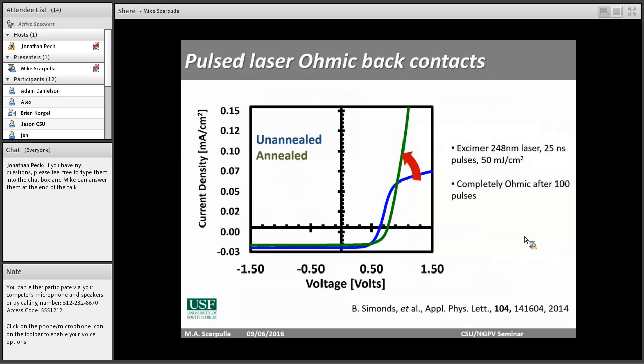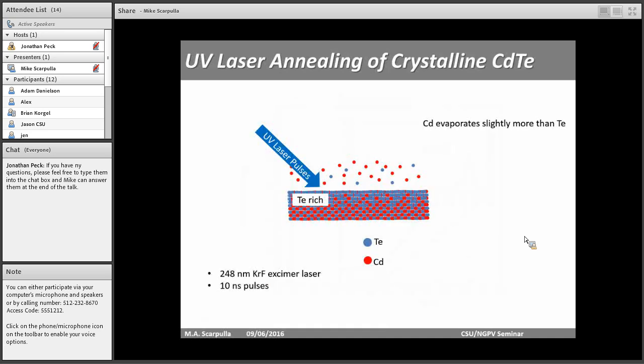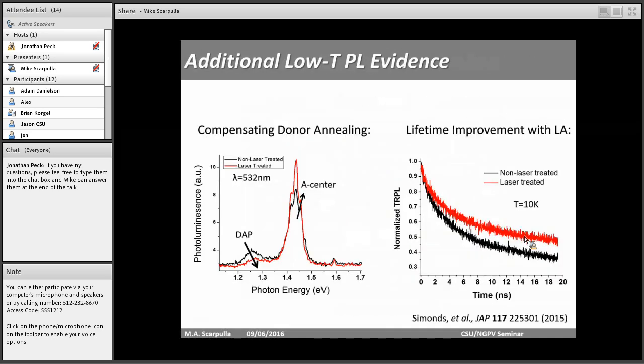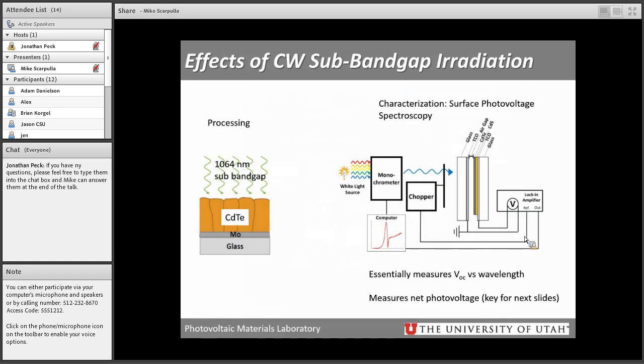Okay, before I go on to the next part, which is diving a little deeper, I want to actually go back and show some other results here. I'm going to show both some processing as well as characterization in this series of slides. So we had already done this ultraviolet, UV pulsed nanosecond set of experiments.